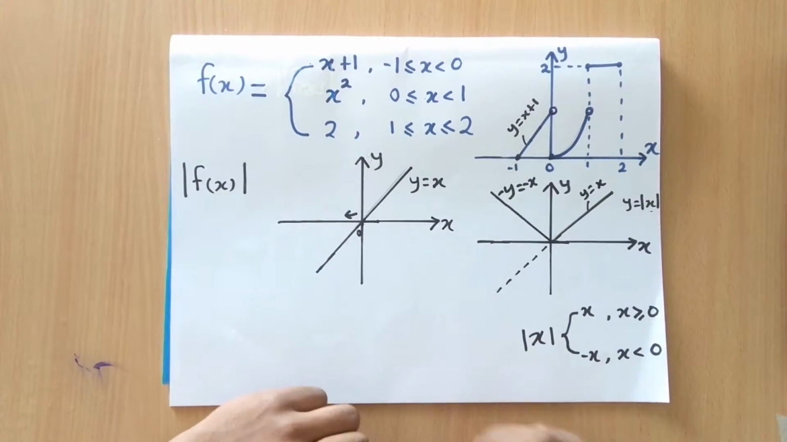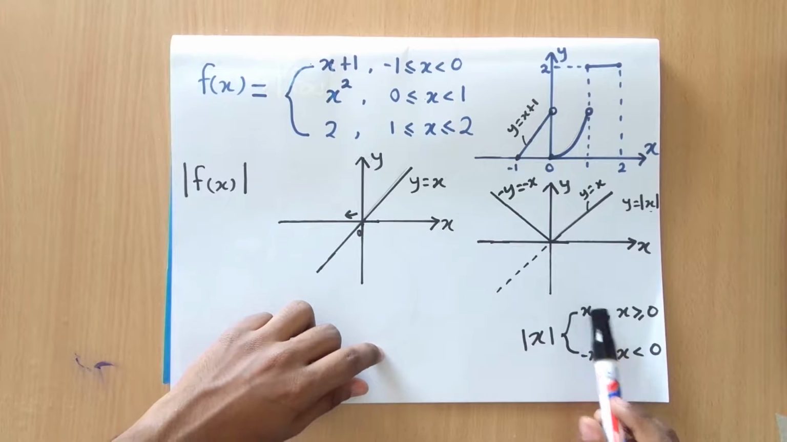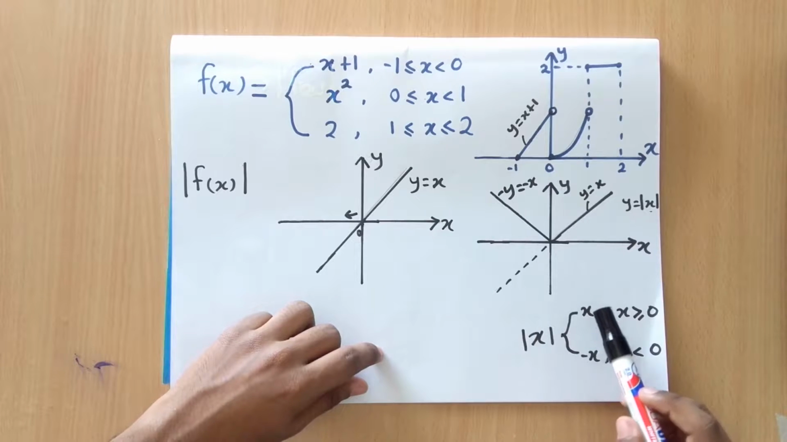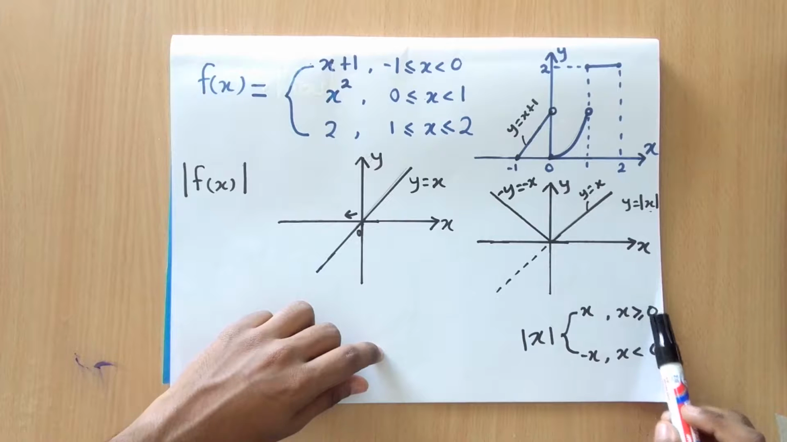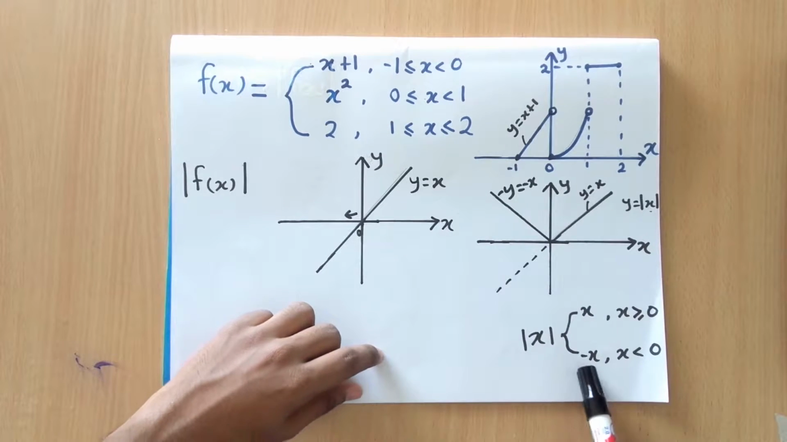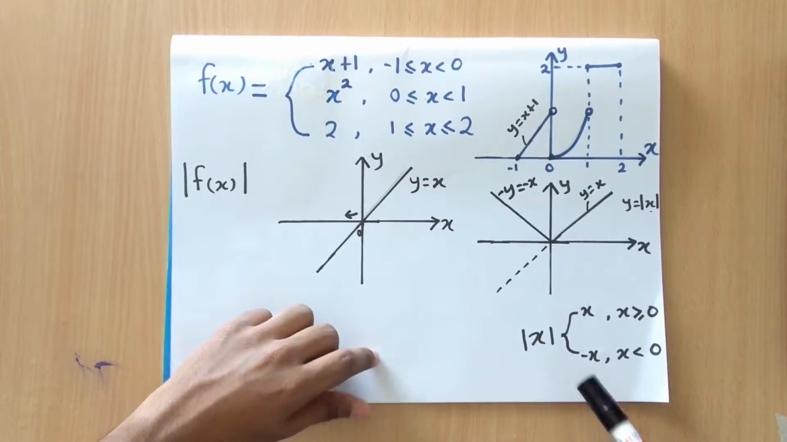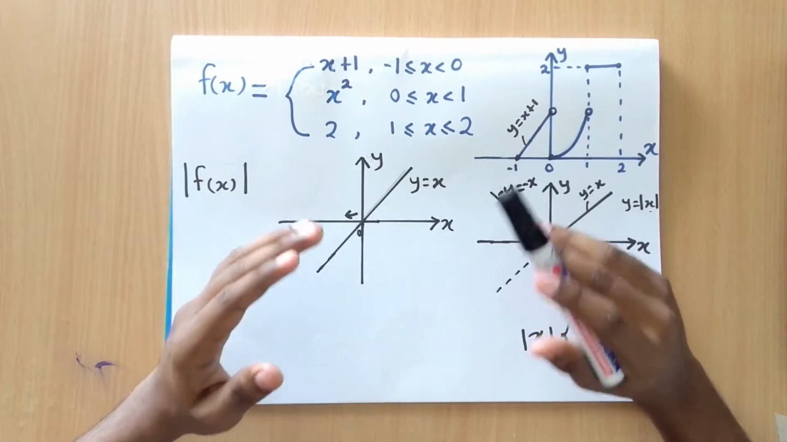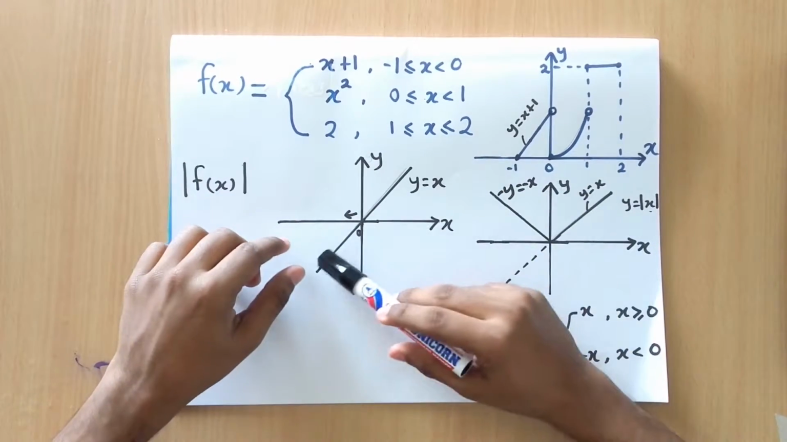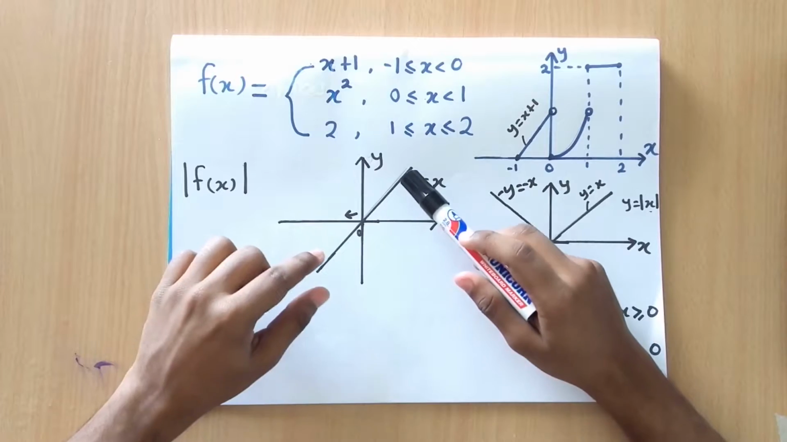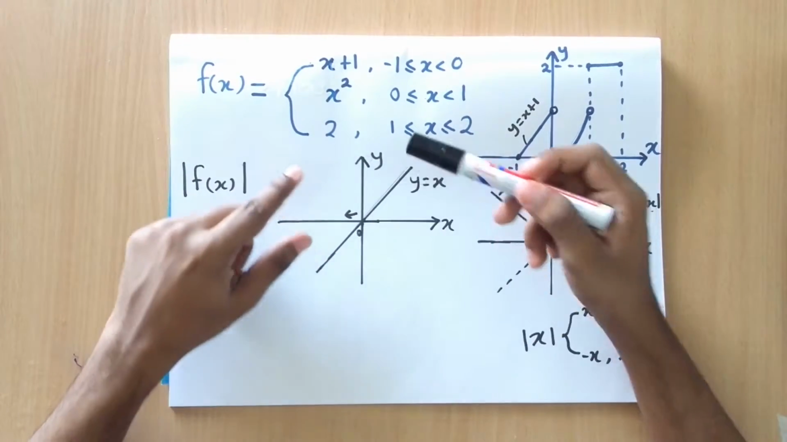This can also be represented as a piecewise function as follows. Modulus of x is positive x when x is greater than or equal to 0, and it is negative x when x is less than 0. So, if we are asked to draw a modulus function, we first draw the function without the modulus, and later we find the image of the part where the range is negative.